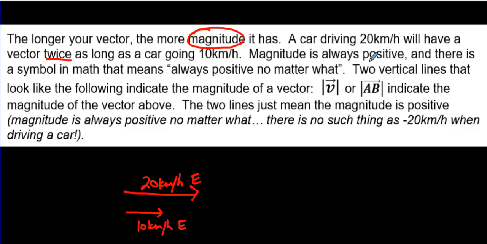Vectors, let's see, magnitude is always positive. It can never be negative. You can't say you're going negative 20 kilometers per hour. That's just something we don't do, okay? Two vertical lines that look like the following, like this, they can indicate the magnitude of a vector. When you put something between these two lines, in math they call that the absolute value. In other words, it's a value that is always positive, okay? There can be no negative numbers that come out of these lines, okay? There's no such thing as negative 20 kilometers per hour, okay?